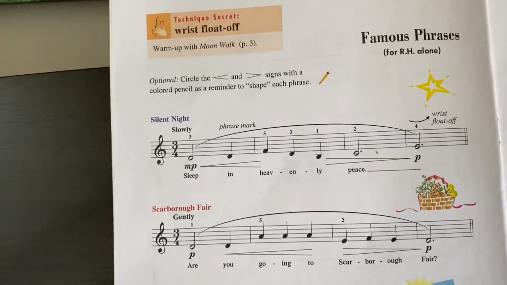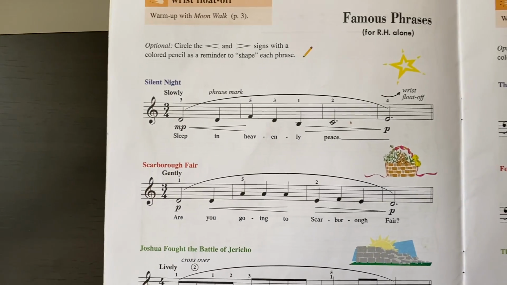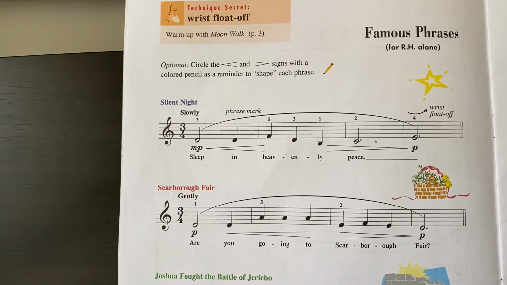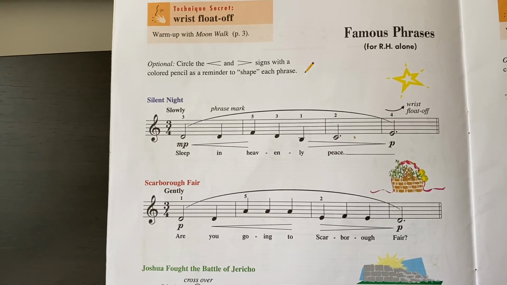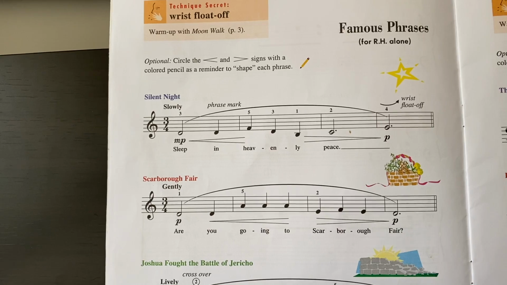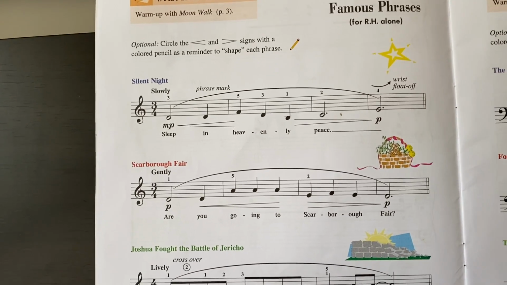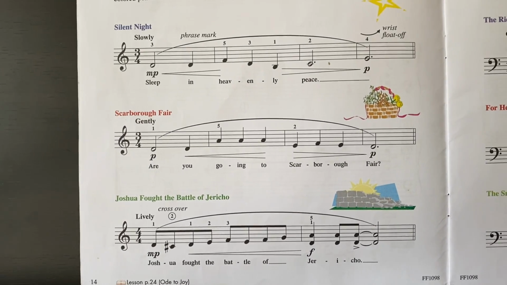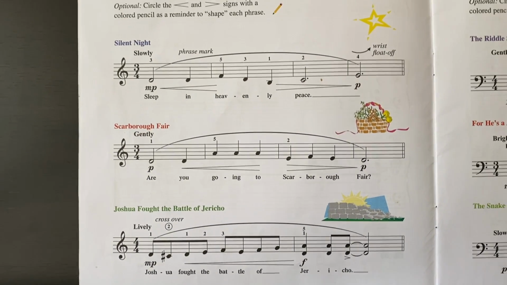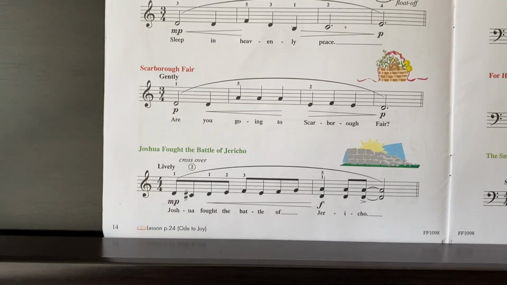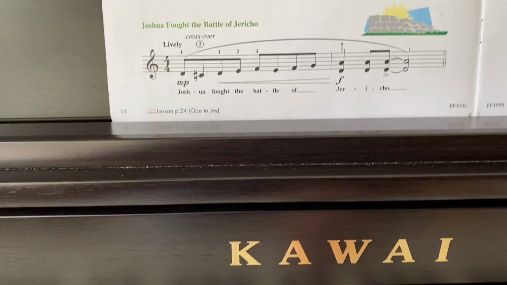So I'm just going to play through these each just once so you can hear them, and then we'll move on to our lesson book. So the first one, Silent Night. Okay, and then Scarborough Fair. Get louder and then softer. Okay, Joshua fought the battle of Jericho.